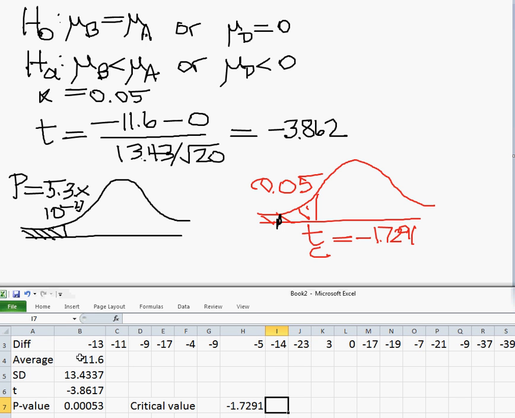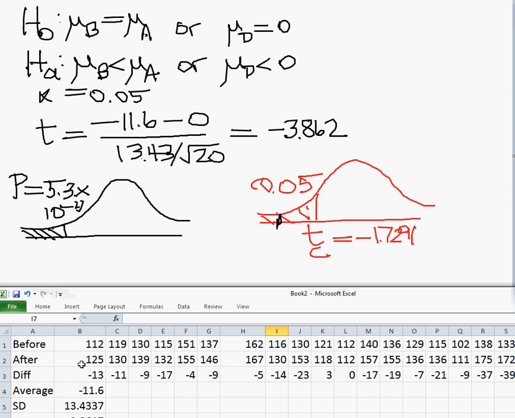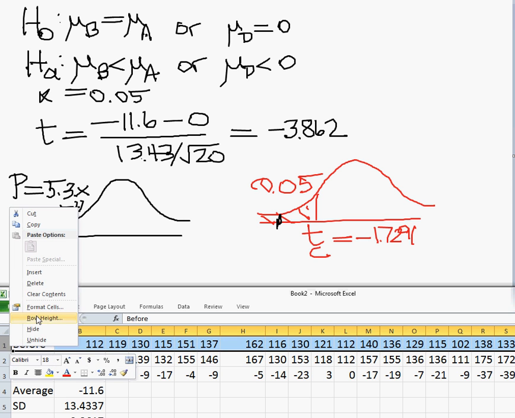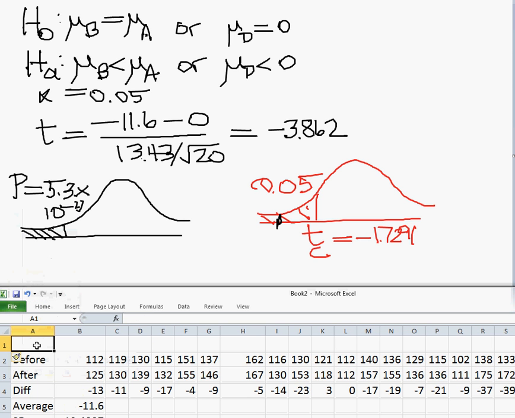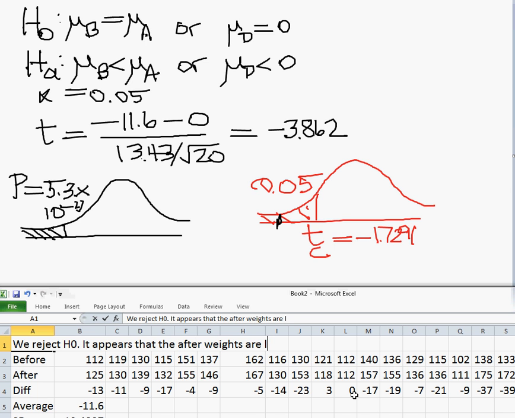So our conclusion is that we reject the null hypothesis. It appears that the after weights are larger than the before weights. And we used a paired t-test because this was a before and after scenario as opposed to something which was not paired.